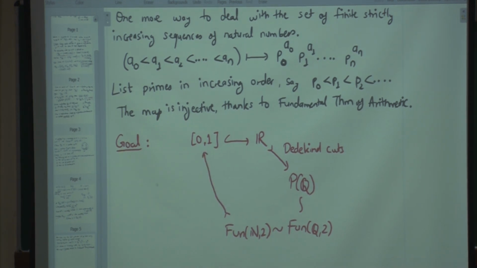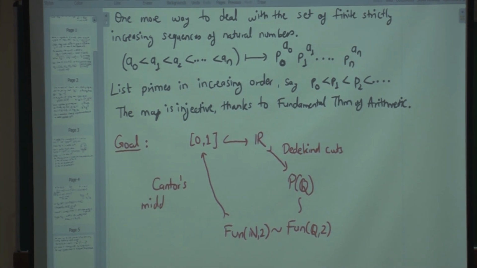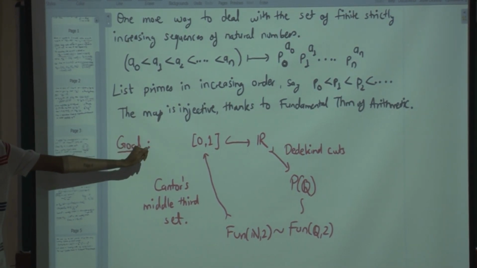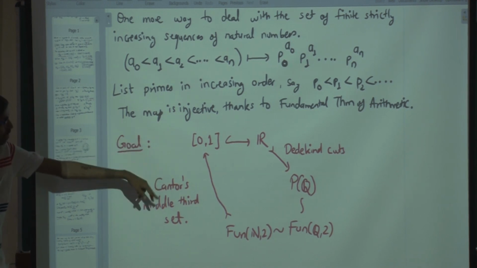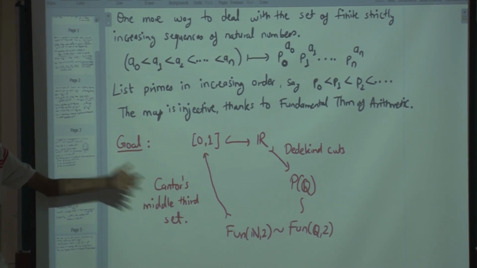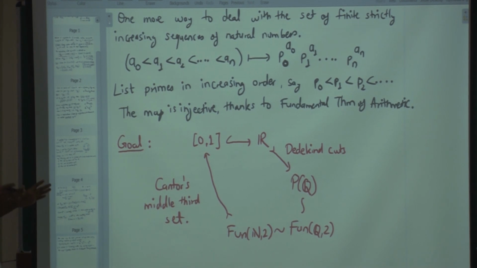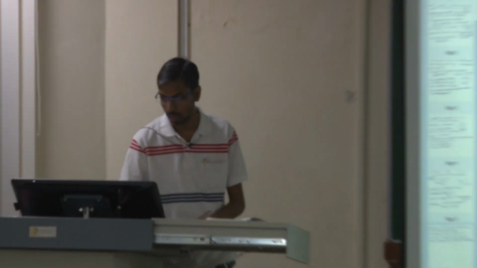So finally, from here to here, we will define an embedding using Cantor's middle third set. So now look at this particular circle. Everything is an inclusion or embedding or bijection. Therefore, by the CSB theorem, all of them have the same size. All of them have the same cardinality. They are equinumerous. Right? So these are the two topics for next lecture, Dedekind cuts and Cantor's middle third set.